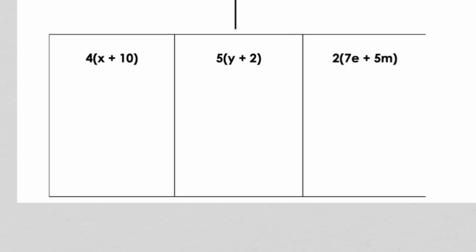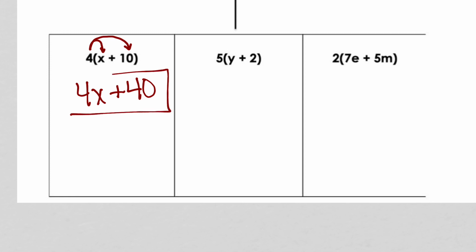So looking here, if I take my 4 times x, what do I get? 4x. What is my next term? Not plus 10, that's times 10. 4 times 10. So what is 4 times 10? 40. Plus 40. And I cannot combine 4x and 40 because they don't have the exact same variable raised to the exact same power. So I'm done there.